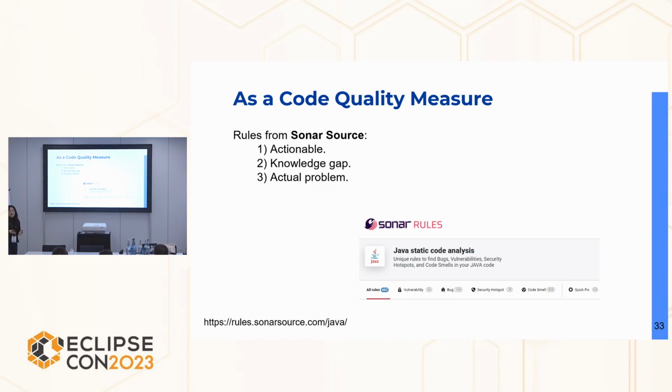Second, that it's within the knowledge gap. So is it something that they can actually understand? And third, that it is an actual problem. So I showed you a study before where they analyzed students' code quality. They have a ranking of which were the most violated rules. So we also took this into consideration. So it's a rule that they will actually break throughout the course.